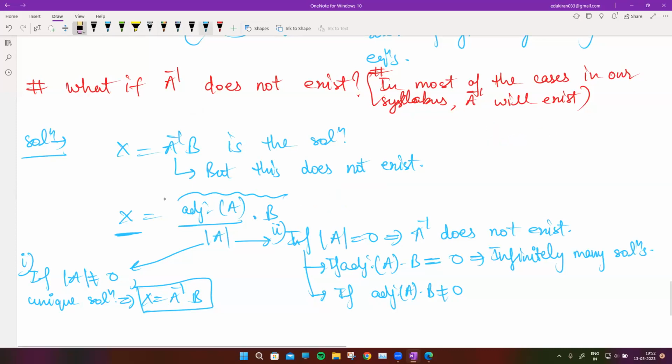So similarly, if adjoint of A into B is non-zero, then no solution, not defined. Similar to the concept of not defined. We don't know about this. No solution.